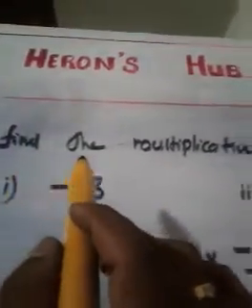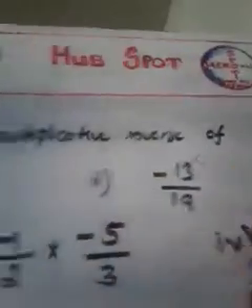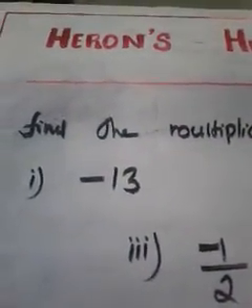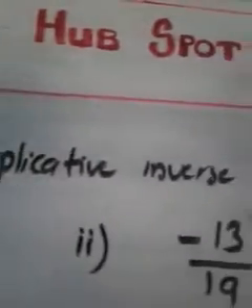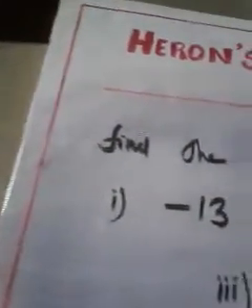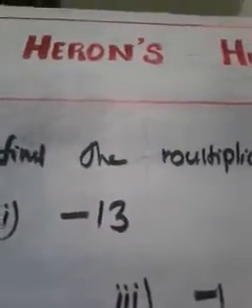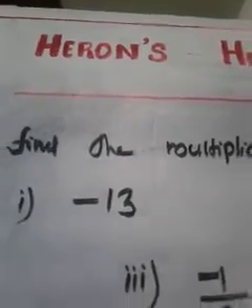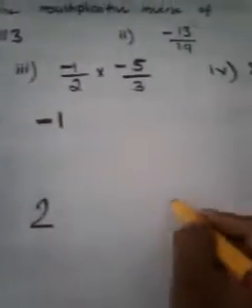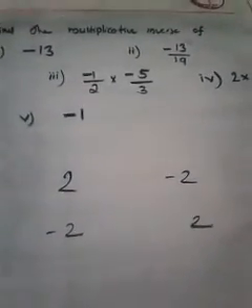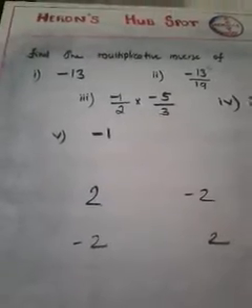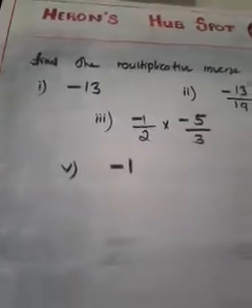The question is: find the multiplicative inverse of minus 13. This time you have to calculate the multiplicative inverse. Do not get confused between additive inverse and multiplicative inverse. They are both different. What is the additive inverse of 2? Minus 2. What is the additive inverse of minus 2? 2. Enough, additive inverse is over. But multiplicative inverse is much different from additive inverse. So here I have to calculate the multiplicative inverse.